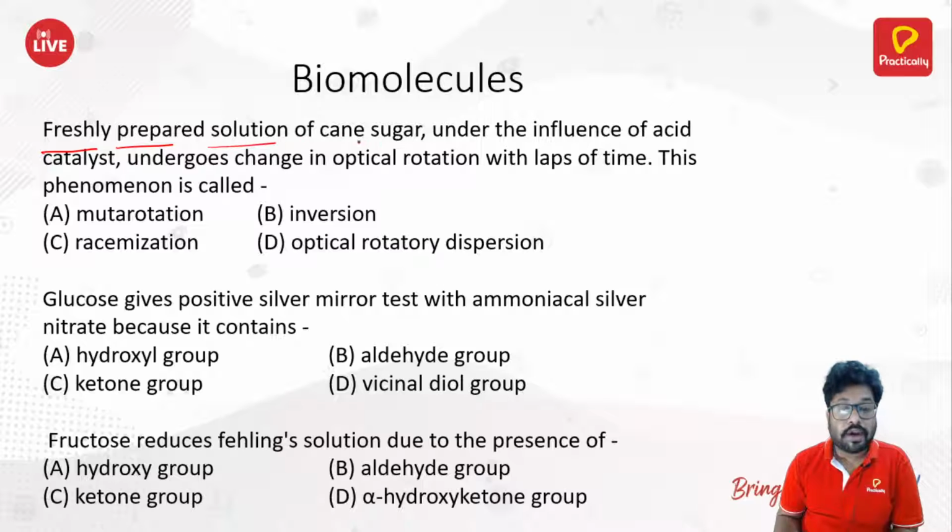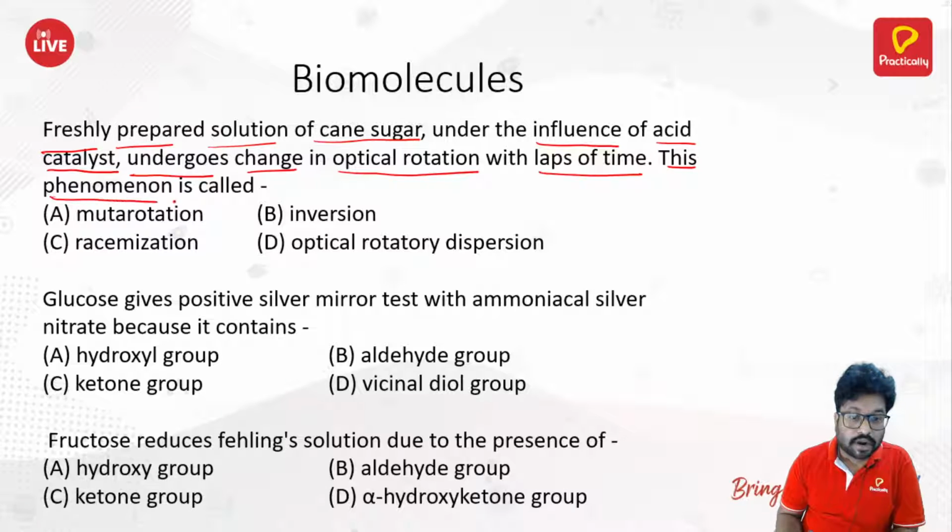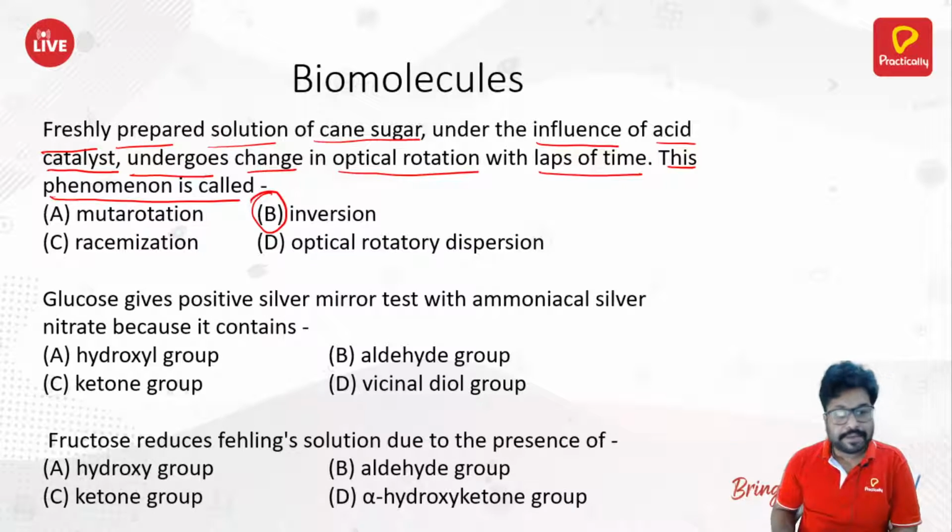A freshly prepared solution of cane sugar under the influence of an acid catalyst undergoes change in optical rotation with lapse of time. This phenomenon is called what do we call that phenomenon? Inversion. It is inversion. Okay. Many of these are memory based questions. But obviously we need to remember them. We don't have any other option.